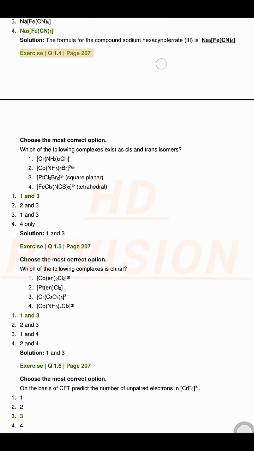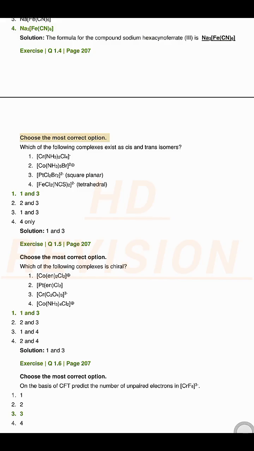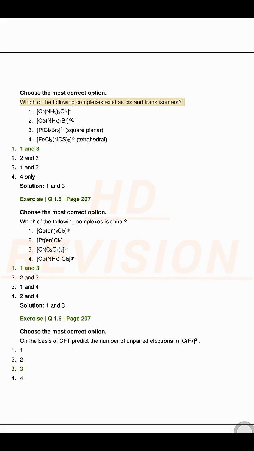Exercise Q1.4, page 207. Choose the most correct option. Which of the following complexes exist as cis and trans isomers? 1. [Cr(NH3)2Cl4]. 2. [Co(NH3)5Br]2+. 3. [PtCl2(en)2] square planar. 4. [FeCl2(NCS)2] tetrahedral. Options: 1. 1 and 3. 2. 2 and 3. 3. 1 and 3. 4. 4 only. Solution. 1 and 3.